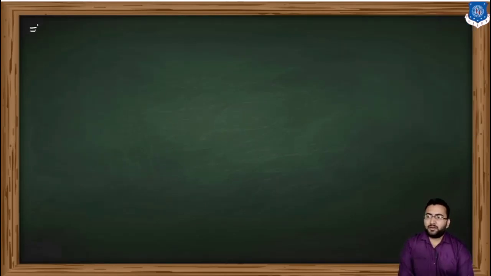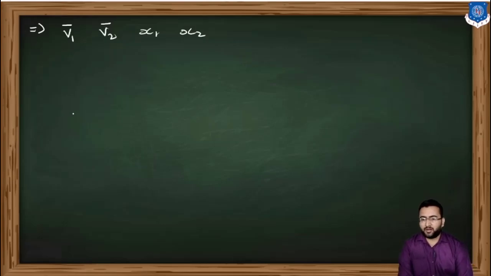To prove those equations, let's consider a binary system in which the partial molar volume of component 1 is represented by V1 bar and that of component 2 by V2 bar, and the mole fraction of component 1 is x1 and of component 2 is x2. Now the molar volume can be defined as V is equal to x1 V1 bar plus x2 V2 bar.